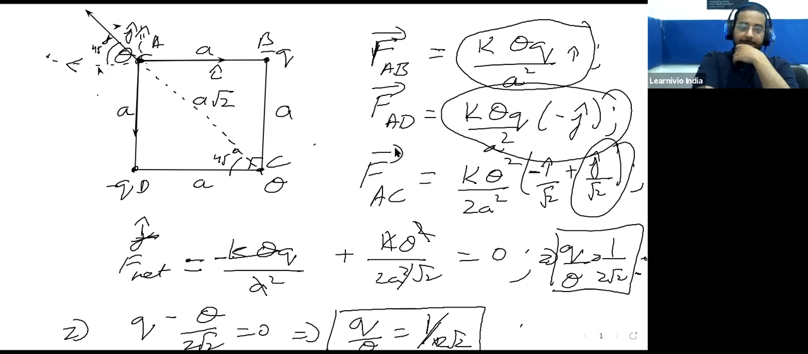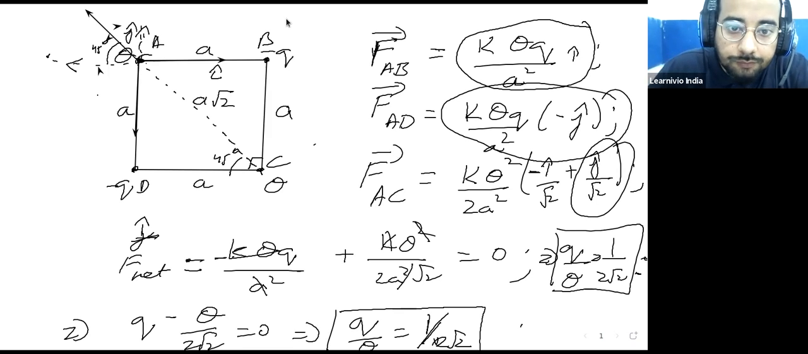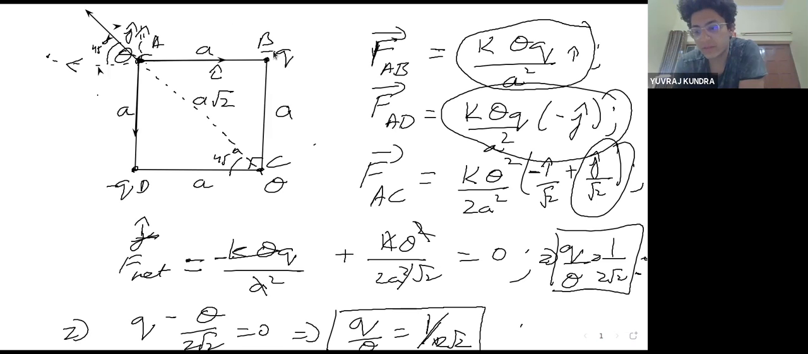Is it making sense? Sir, if we take the B point, the magnitude will be the same for FBA and FBC. But we observe that the j cap turns out to be positive and the i cap turns out to be negative.